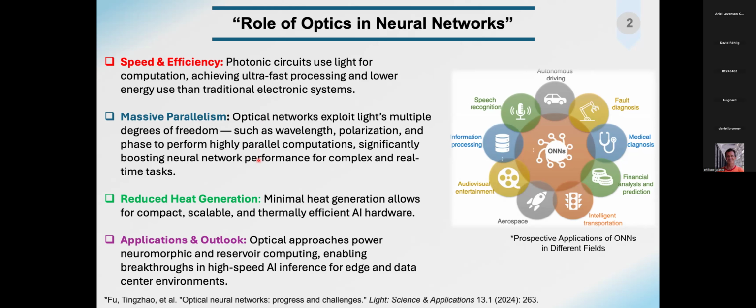Then, thirdly, the optics operations normally have almost minimal heat generation, which means no more thermal bottlenecks. And minimal heat means denser, scalable hardware that stays cool under pressure and is perfect for next-gen AI chips. From an application perspective, optical neural networks excel in multimedia signal processing, covering audio, images, videos. And this figure on the right illustrates additional promising domains.